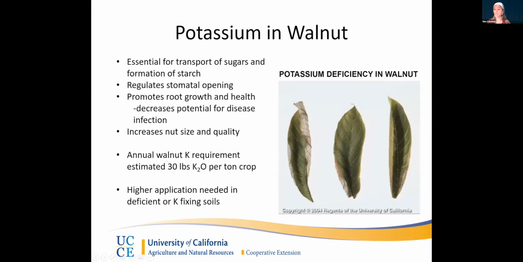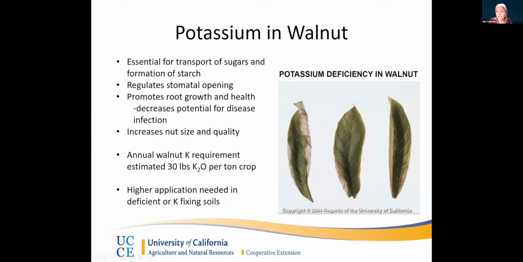Okay, so potassium in walnut. Potassium is essential for the transport of sugars and formation of starches. Potassium regulates stomatal opening for transpiration for the trees. It promotes root growth and health, and it helps decrease the potential for disease infections. Potassium contributes to increases in nut size and nut quality. And the estimated annual walnut potassium requirement is about 30 pounds of dipotassium oxide (K2O) per ton of crop.